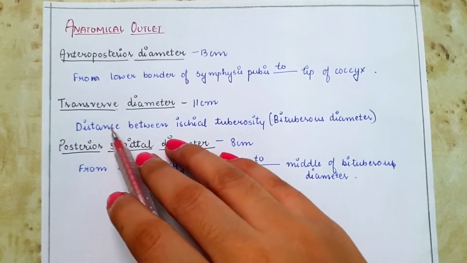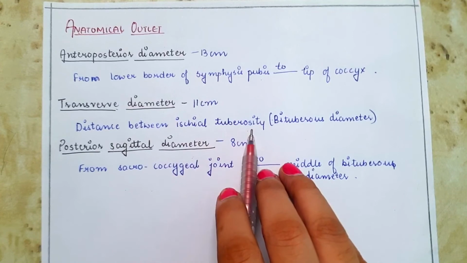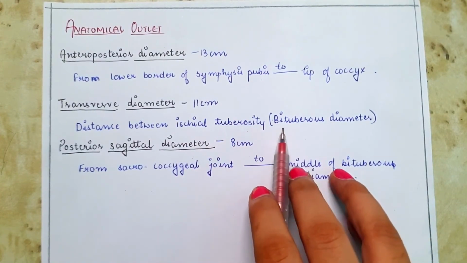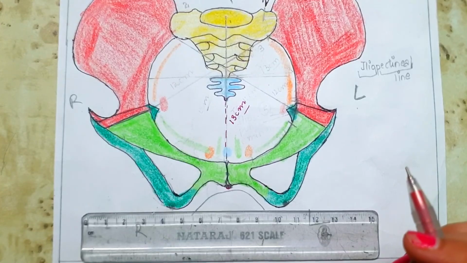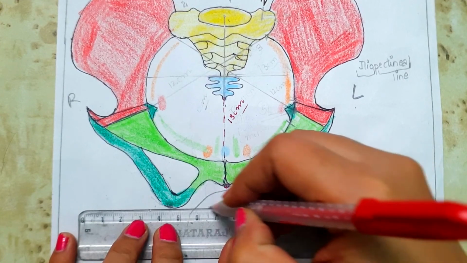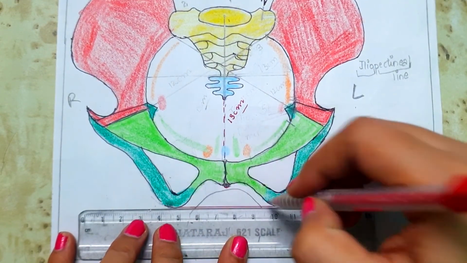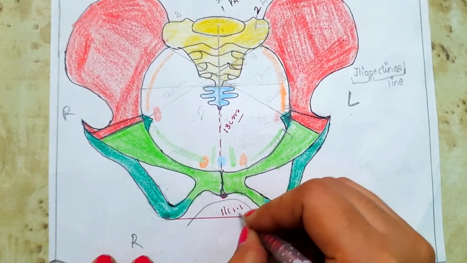Next is the transverse diameter. It is the distance between the ischial tuberosities. It is also known as the bituberous diameter and it is 11 cm. So the distance between the ischial tuberosities is also known as the bituberous diameter and it is 11 cm.